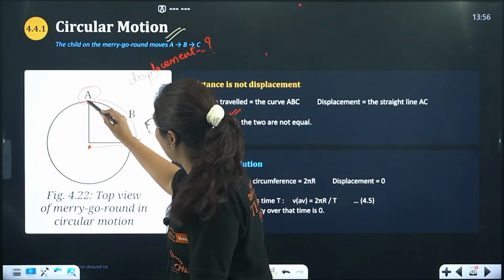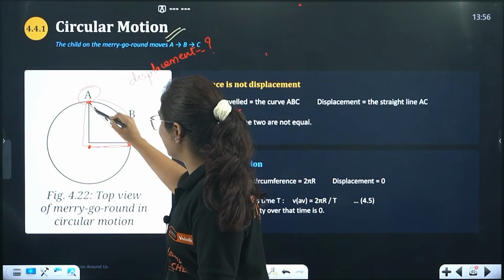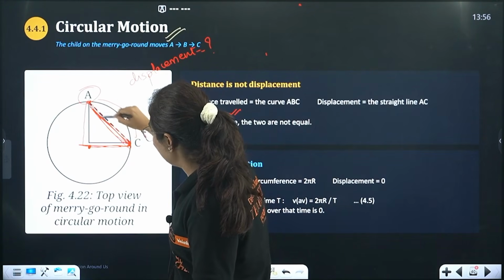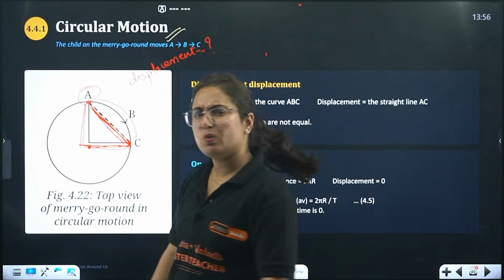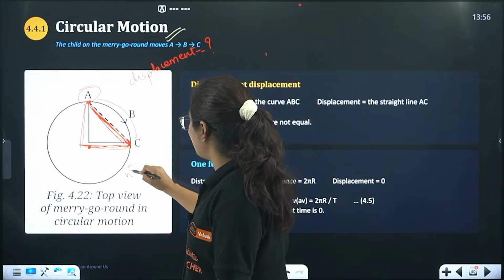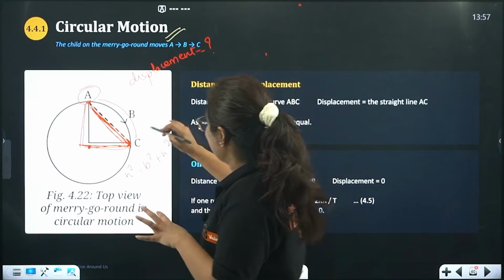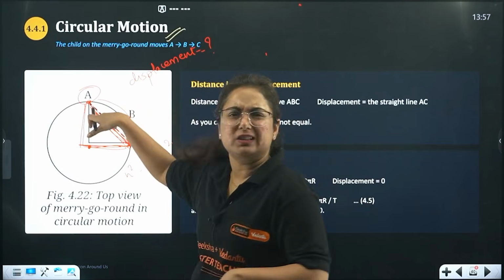Can you see a triangle being formed? Yes, a triangle is being formed. This is the hypotenuse of the triangle, with base and height. So you are aware of that. Hypotenuse square equals base square plus height square. This is how we will find the distance or the displacement.